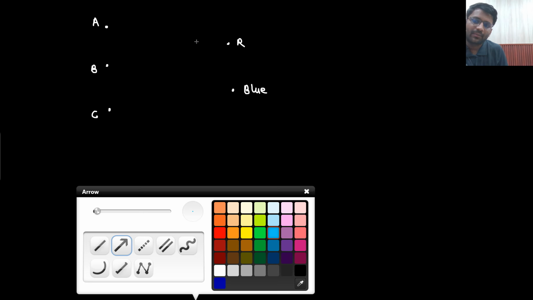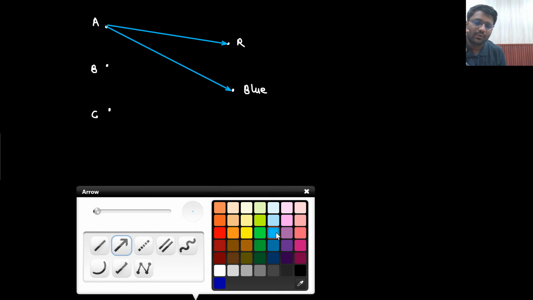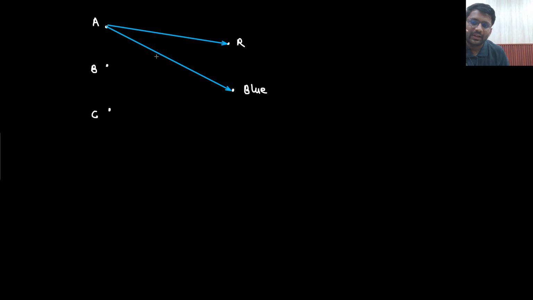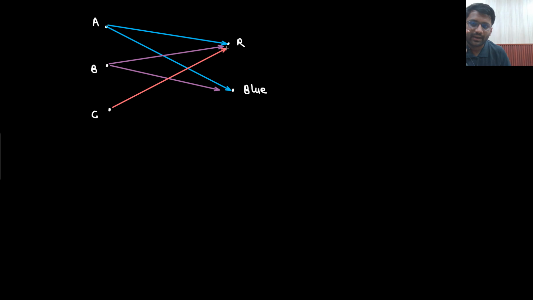So either you can get a red ball or you can get a blue ball. When you select box B, either you can get a red ball or you can get a blue ball. When you select box C, either you can get a red ball or you can get a blue ball. Now let me know what their corresponding probabilities are.